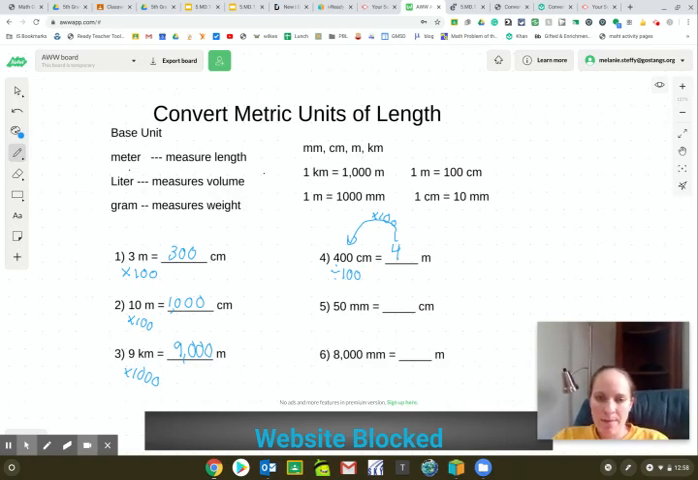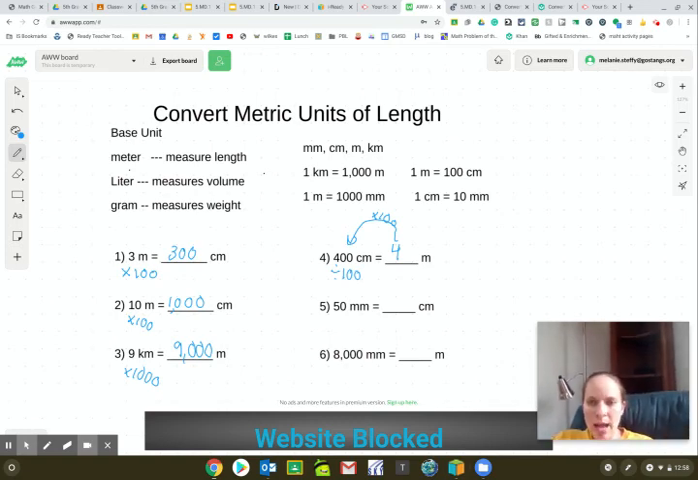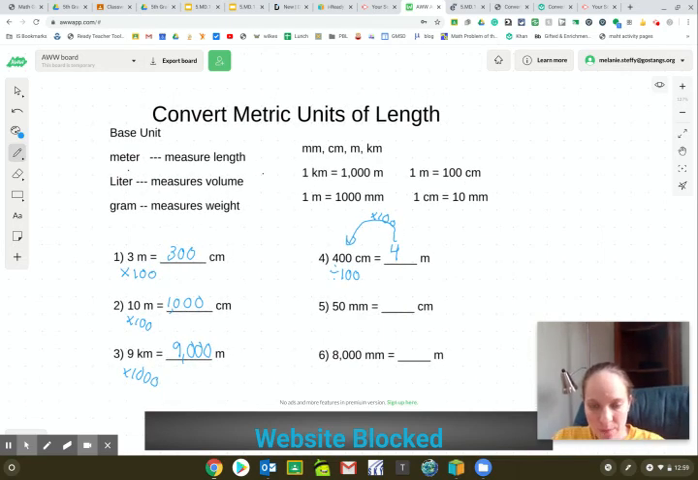Let's look at number 5. 50 millimeters is equal to how many centimeters? So I have 1 centimeter is equal to 10 millimeters. Well, I have 50 millimeters. So in order to figure out how many centimeters that is, I need to put it in groups of 10. When I put something in groups of 10, I'm going to divide because I'm putting them into equal groups of 10. So 50 divided by 10 is going to give me 5 centimeters.